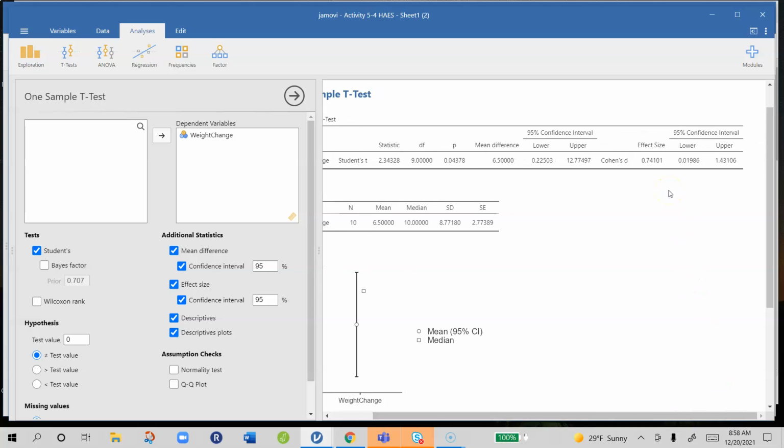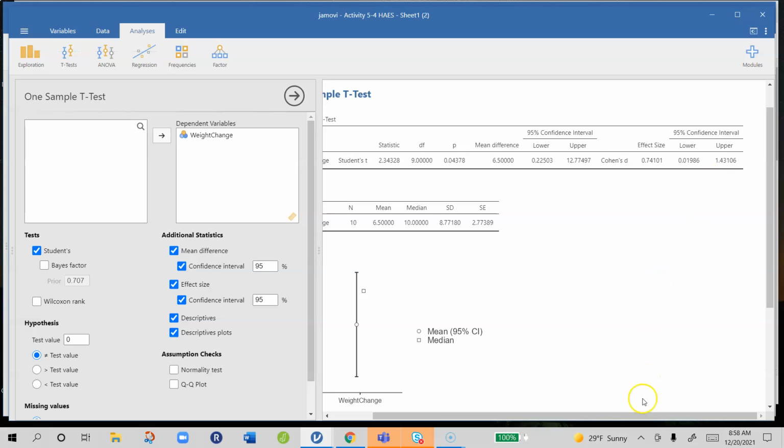If we look at the effect size d, which is our standardized effect size, we get an effect size of 0.74, which is a pretty large effect. But the 95% confidence interval shows us that it could plausibly be anywhere between 0.02 and 1.43. So basically between a very small, negligible effect, to a very large effect.